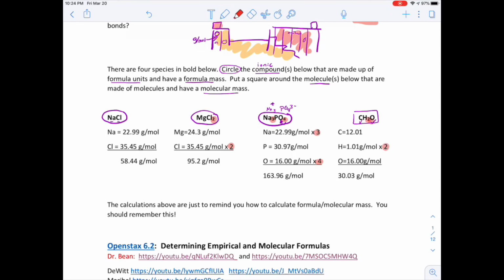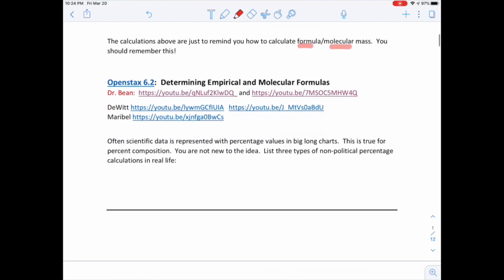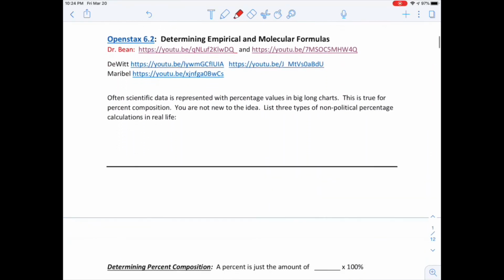Now keep these numbers in mind because we're going to use them later on in the next section. This just reminds you how to calculate formula and molecular mass. You've seen all this. It's just that everything kind of builds on remembering that idea, and you haven't seen it in 2 chapters, so just remember it. It was important, and still is.